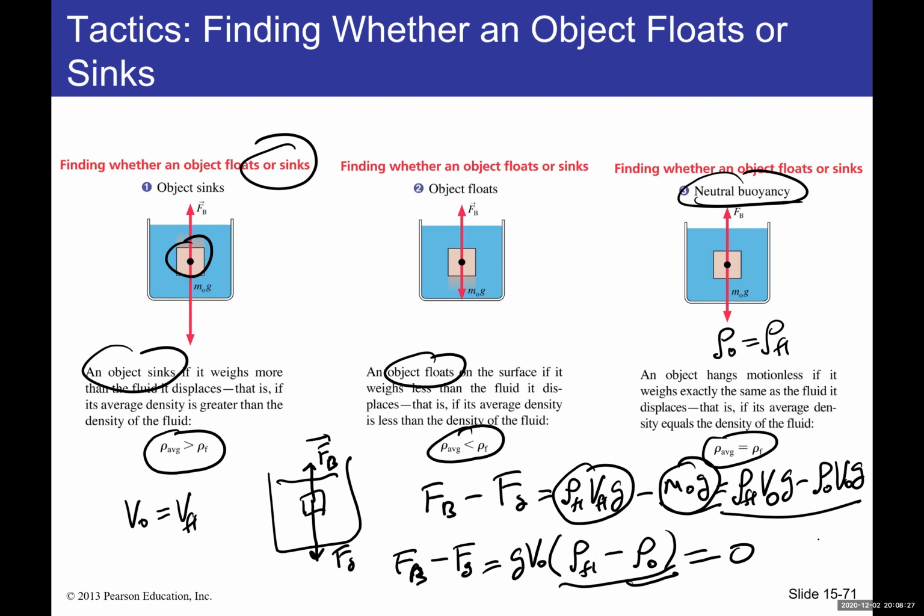But for example, a bowling ball or a copper ball, something that has a large density, will then have a greater gravitational force than a buoyant force, so they will go ahead and sink. Now again, because this object is fully submerged, I could use the fact that the volume of the object is equal to the volume of the displaced fluid. This works when the object is fully submerged.